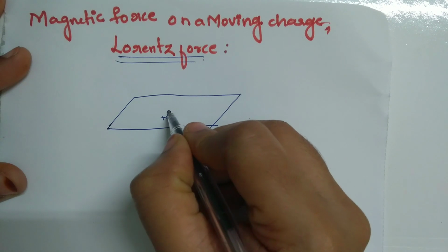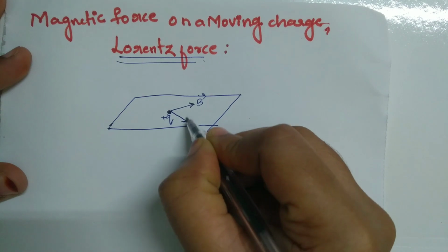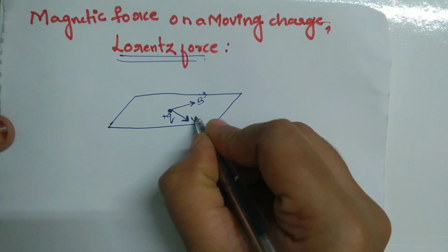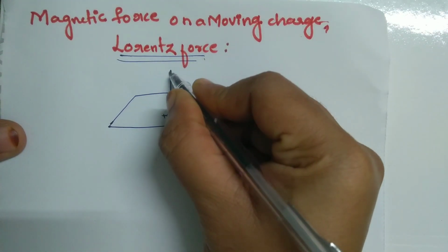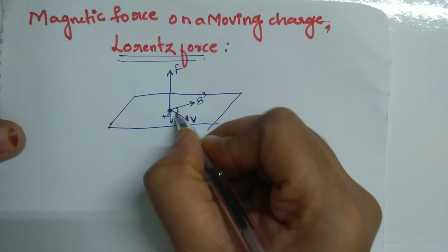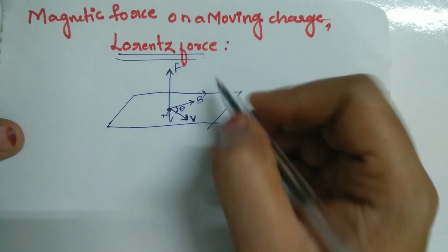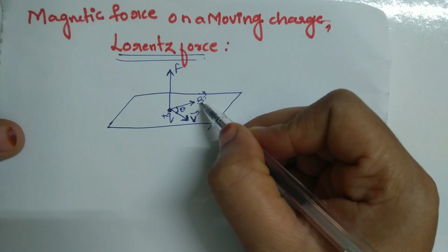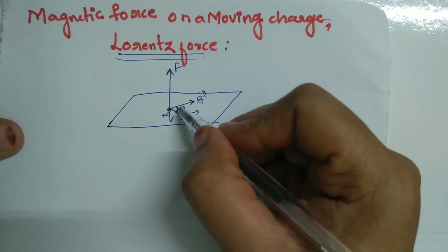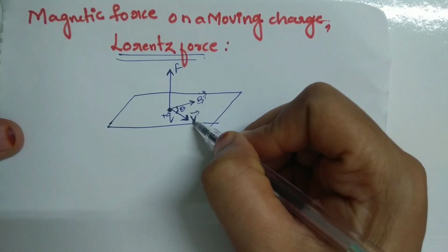Okay, suppose this is the direction of the magnetic field, that is vector B, and this is the direction in which the charge is moving with a velocity v, and the force will always be perpendicular to both B and v, and the angle theta is formed between B and v. So the force is perpendicular to vector B and vector v, that is the magnetic field and the velocity, and theta is the angle formed between the magnetic field and the velocity.